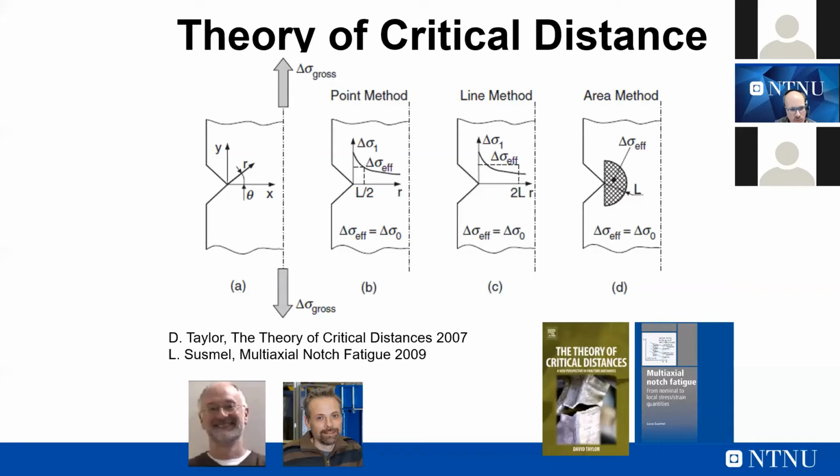Of course, you have the point method, the line method, and the area method, according to what you want to measure. The point method says that what is important is a point at a certain distance from the notch tip. The line method says that what is important is the average or the integrated stress over a certain distance in front of the notch tip. And the area method says that what is important is the stress averaged over a control volume.